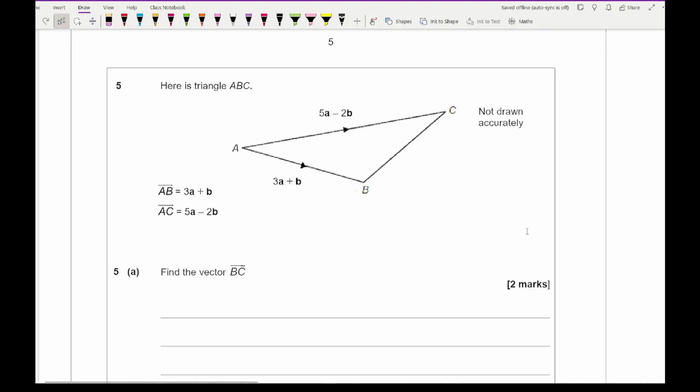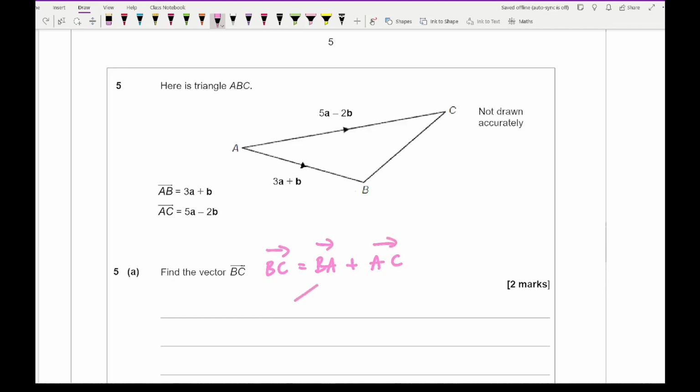So here it says, here is a triangle ABC. It's not drawn accurately, so there's no column vectors. And it tells us that AB is 3A plus B and AC is 5A minus 2B. The question is asking us to find the vector of B to C. Well, to get from B to C, I'm going to go the route of B to A and then A to C.